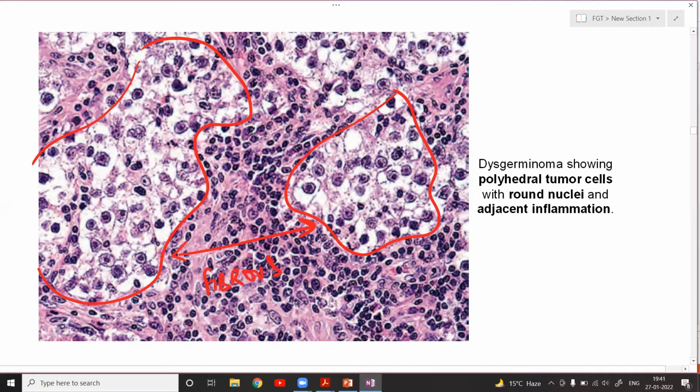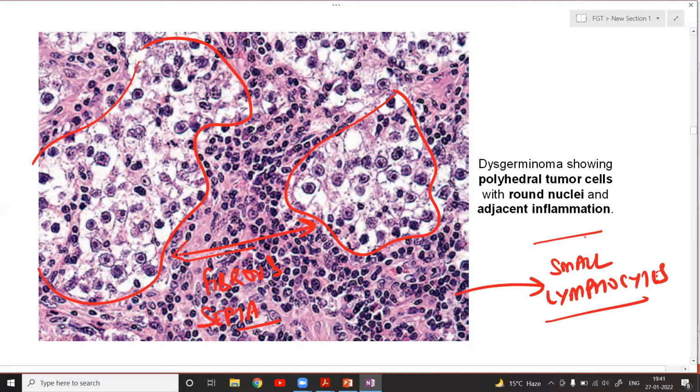This is the basic arrangement under the scanner view that you are going to appreciate. This is the fibrous septa that we see over here. Now, what we see is that the fibrous septa over here are populated by a group of small lymphocytes. This is a characteristic feature of dysgerminoma. So you see nests of tumor cells which are separated by fibrous septa containing small lymphocytes.